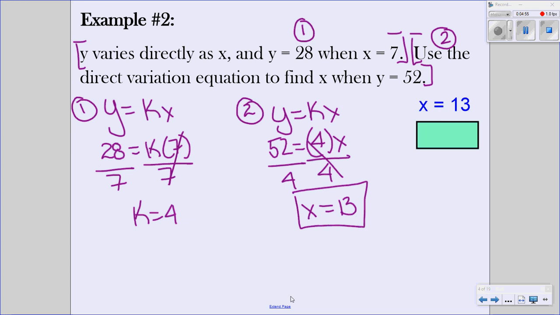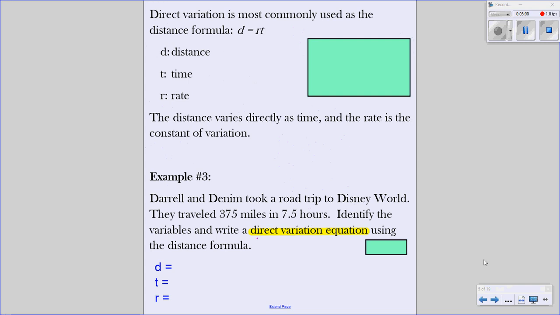Right. That's using the direct variation equation. Now, they also do that for d equals rt. So d is the distance, t is time, r is rate. And then the distance varies directly as time, and the rate is a constant variation.